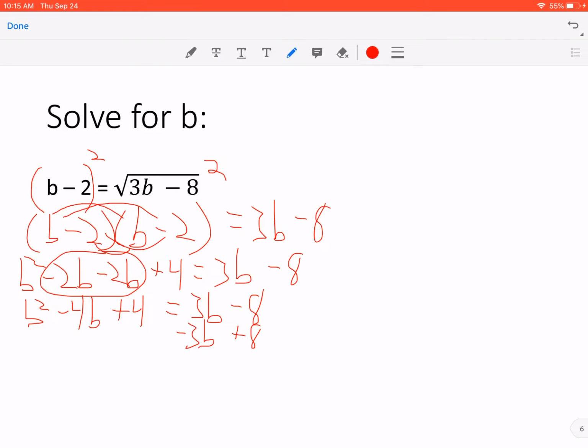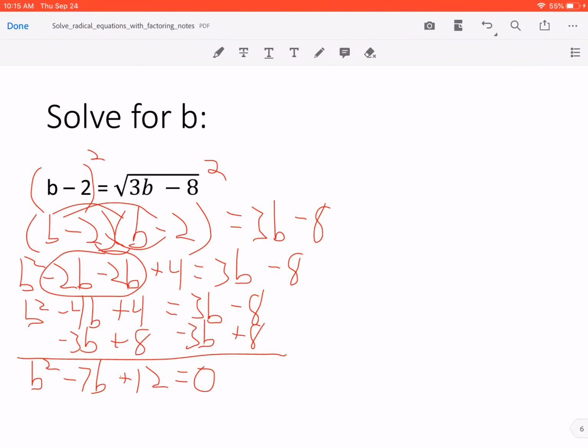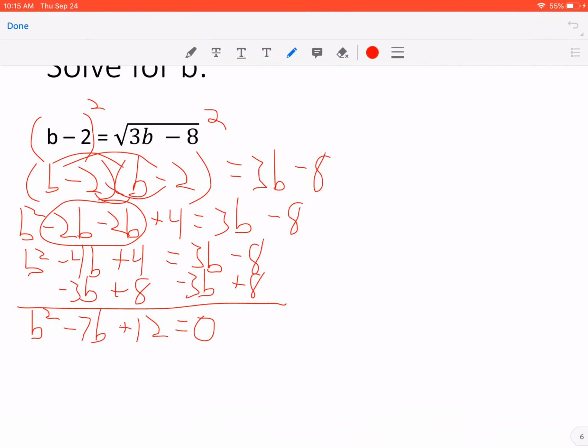Who do they line up with on the other side? The minus 3b goes under the minus 4b. And the plus 8 goes under the plus 4. So you have b squared minus 4b minus 3b is minus 7b. 4 plus 8 is 12 equals 0. All right. A little bit of work to do.